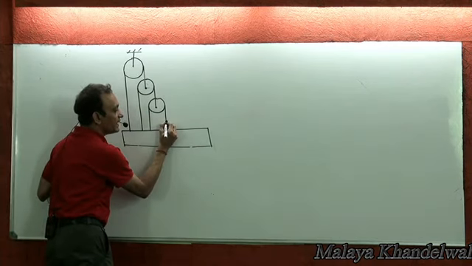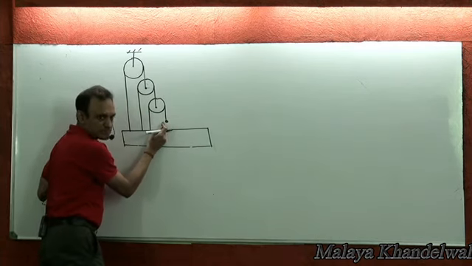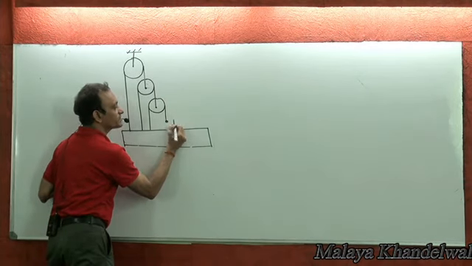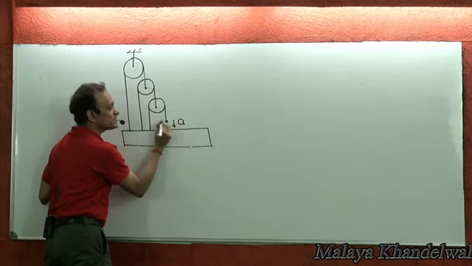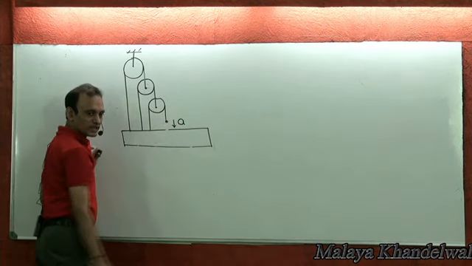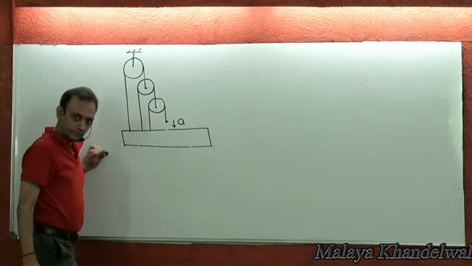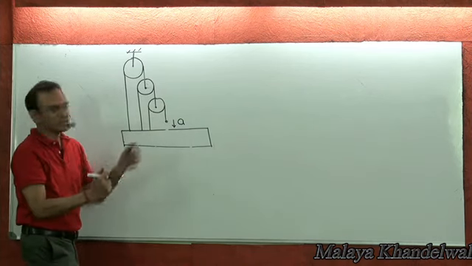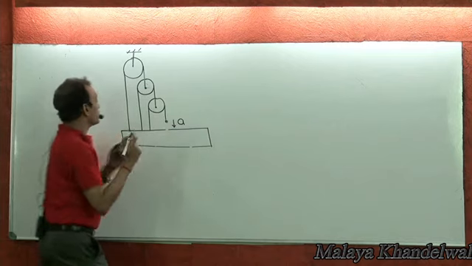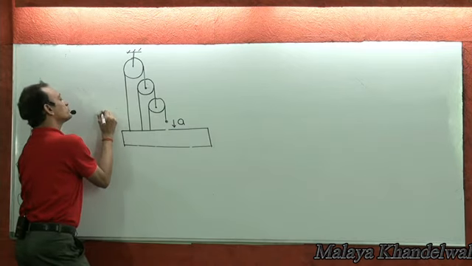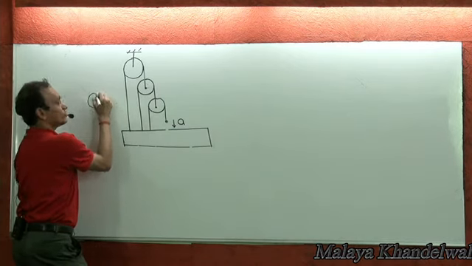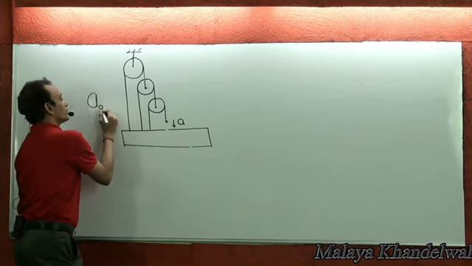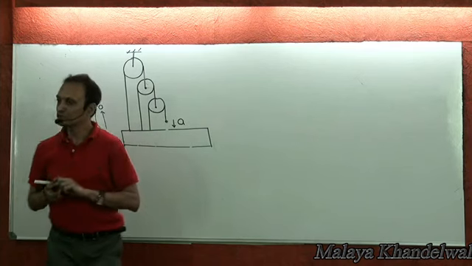Say this free end is pulled down with an acceleration A. You would then expect the block to move up. Let's say the block moves up with an acceleration A0. Clear?